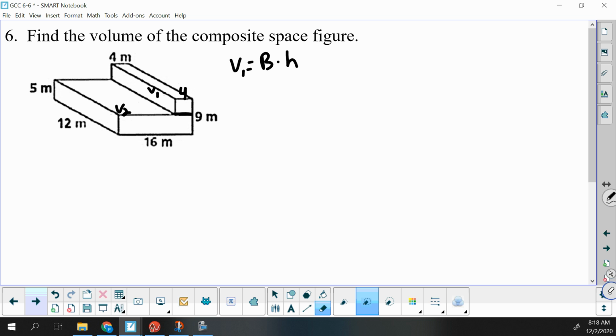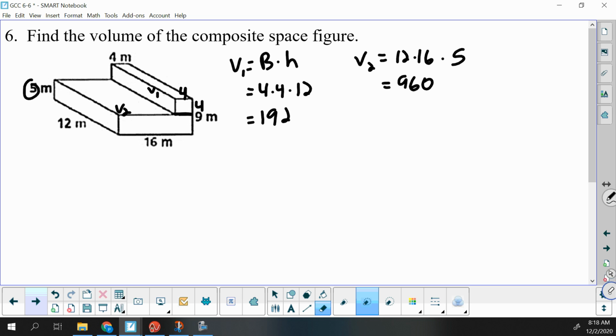Well, we know this dimension is 4. If all the way up is 9, and this is just 5, that leaves us 4 for that part as well. So area of the base will have 4 times 4, and then the distance between those bases is 12. So if we multiply that out, we'll get 192 for that first volume. For volume 2, our area of the base will have 12 times 16, and then the height is just 5. And that'll give us 960 when we punch it in the calculator. So our combined volume is just 192 plus 960. Those are like terms, so we can combine them, and we'd get 1,152. It's a volume, so we'd have meters cubed.